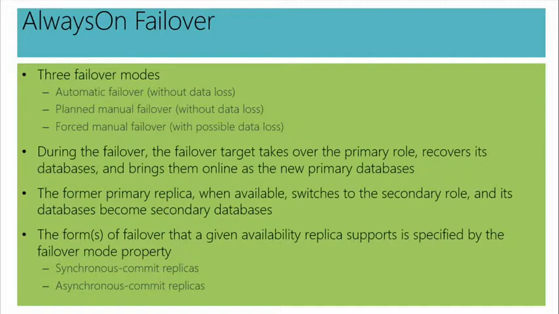And what happens when they do failover? During failover, the failover target takes over the primary role, recovers its databases, and brings them online as the new primary. The former primary replica, when available, if it were to self-heal, let's say maybe somebody did a server reset or something like that, will switch to a secondary, and its databases become secondary copies. Then, based on policy, the forms of failover that a given replica supports is specified by the failover mode property.